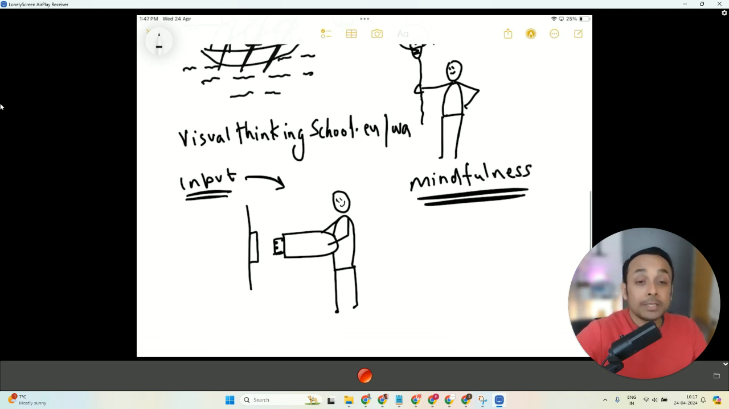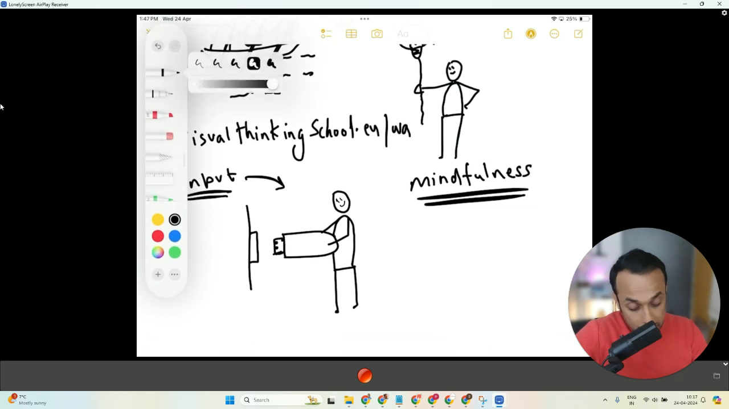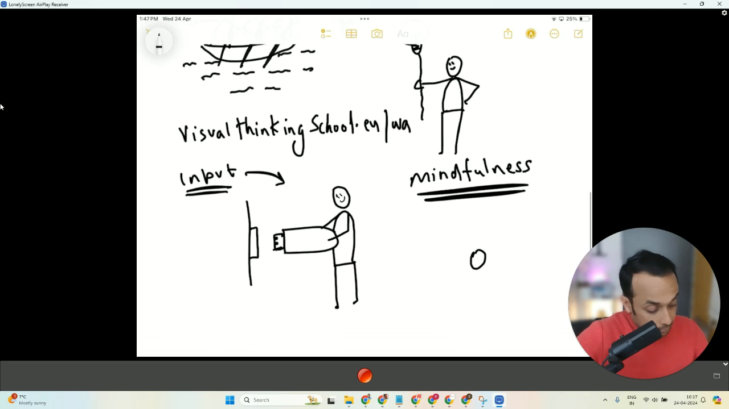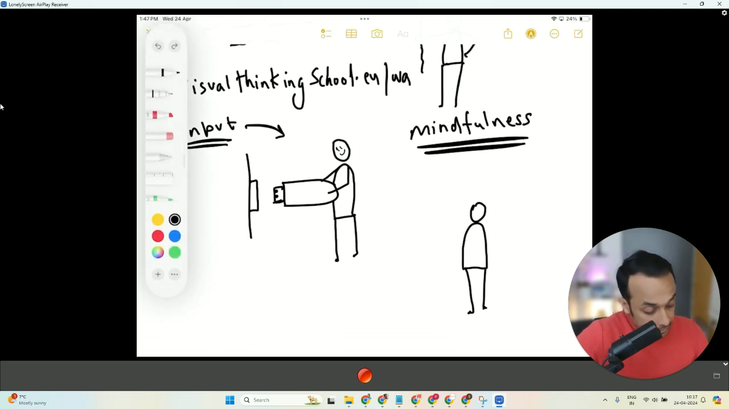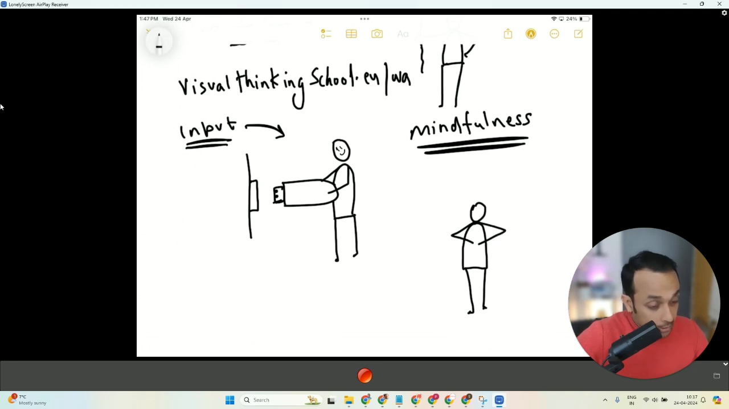What is mindfulness? Mindfulness is, according to me, when your brain and heart are balanced, and that's when you are mindful, right? So I am using mindfulness when this person, let me draw a person who is striking a very good balance between his mind and heart. And how is he doing it? By connecting, by making a knot of these two balloons.